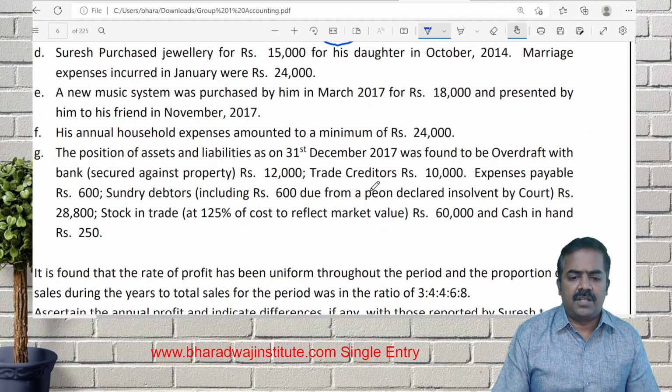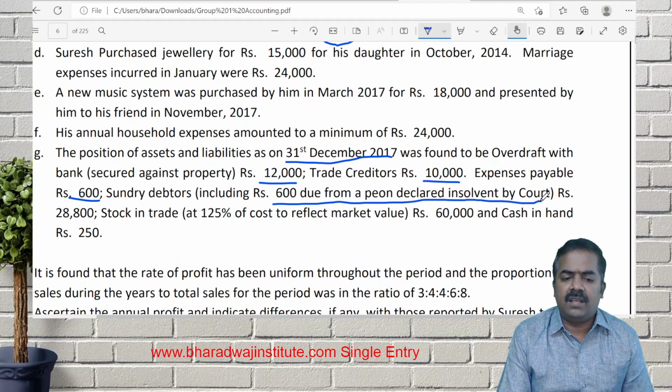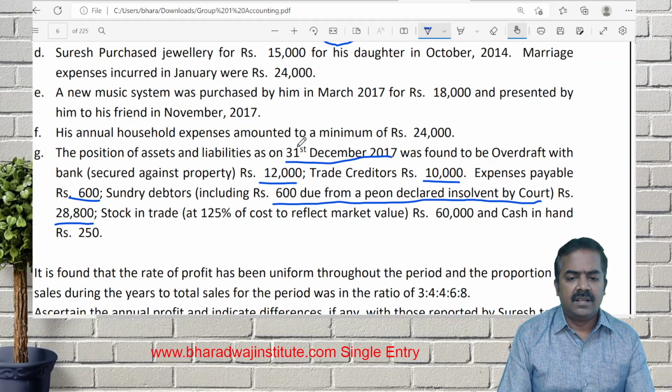Then his position is given at the end of 31st December 2017. Overdraft, how much? 12,000. Creditors, 10,000. Expenses, 600. Debtors, including 600 due from a person declared as insolvent by the court, that is 28,800, which means out of 28,800, 600 is what? Bad debts.